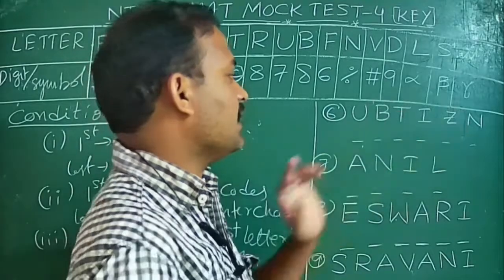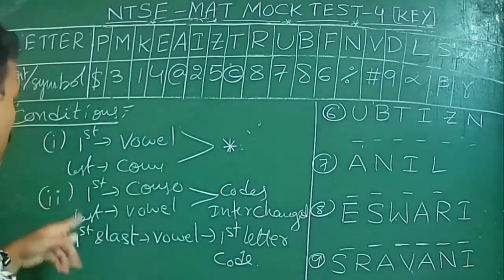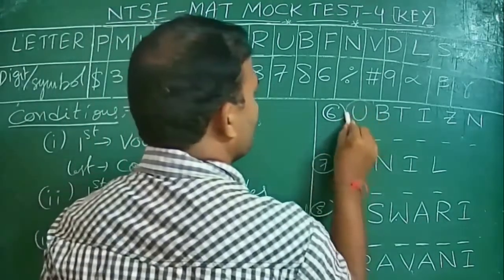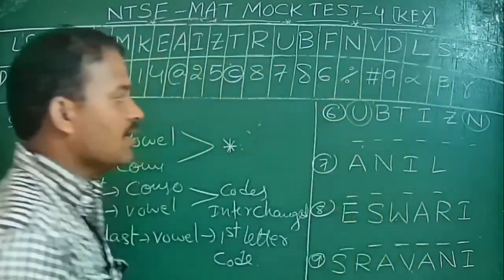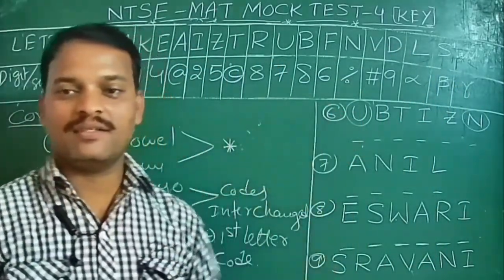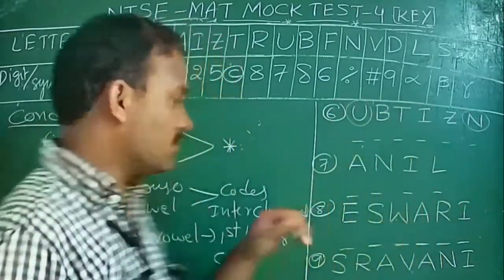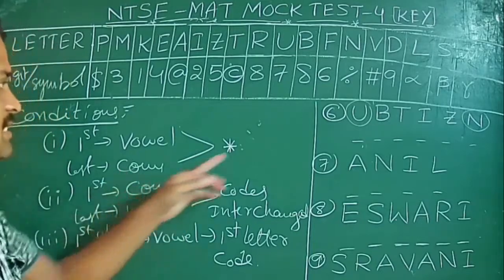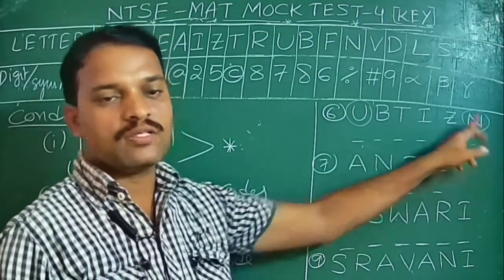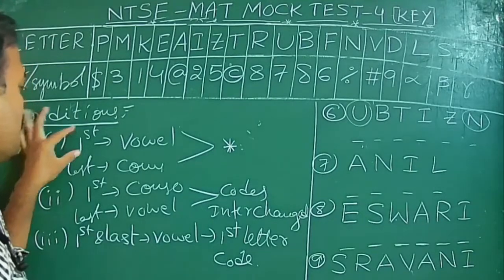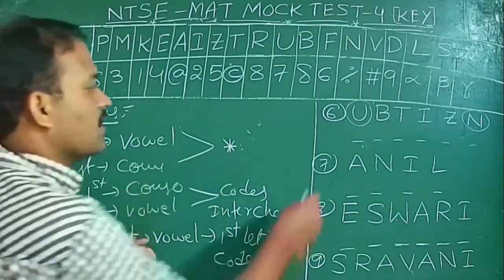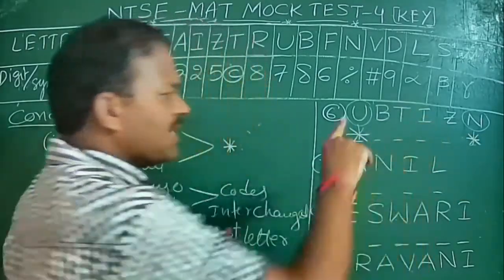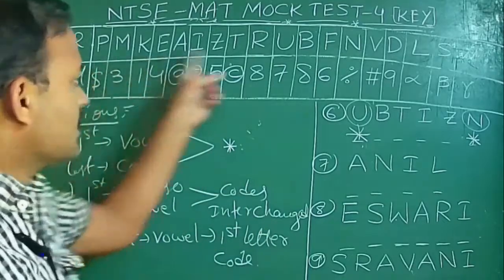UBTIZN. First of all, in all of these the conditions concern the first and last letters only. Once you need to observe the first letter and last letter. The first letter is a vowel, the last letter is a consonant, means you have to use condition 1. Condition 1, see the first letter is a vowel and the last letter is a consonant, using the symbol what? That code must be star, and here also it is star. But for the remaining letters in between there are no conditions, means use this table and write.